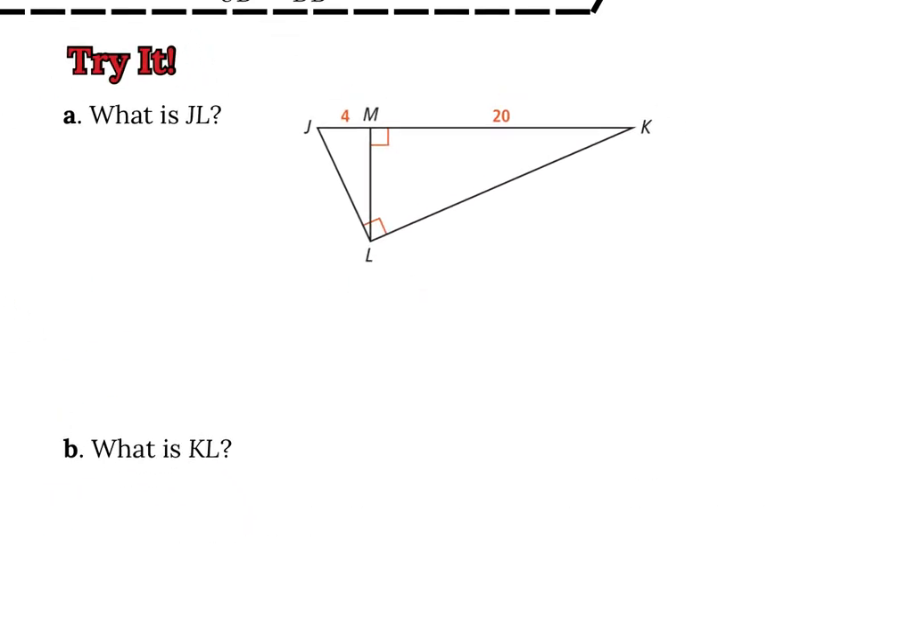Right, try it. A, what is JL? So we're looking for JL. We're going to use our geometric mean. So JK over JL equals JL over JM.